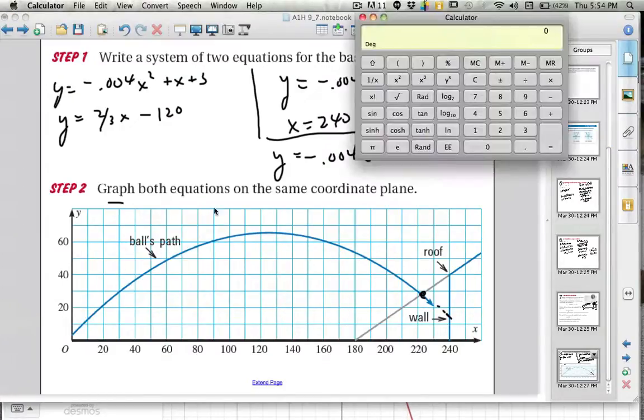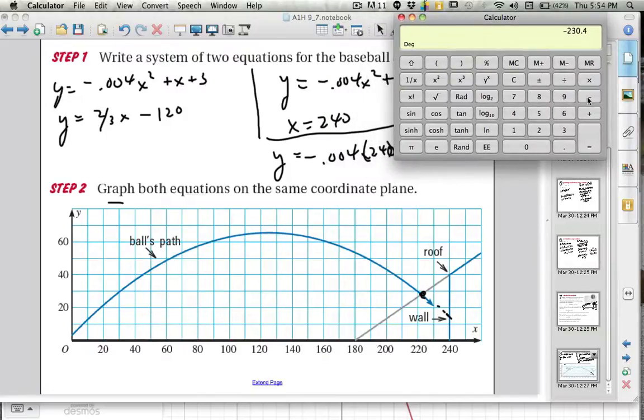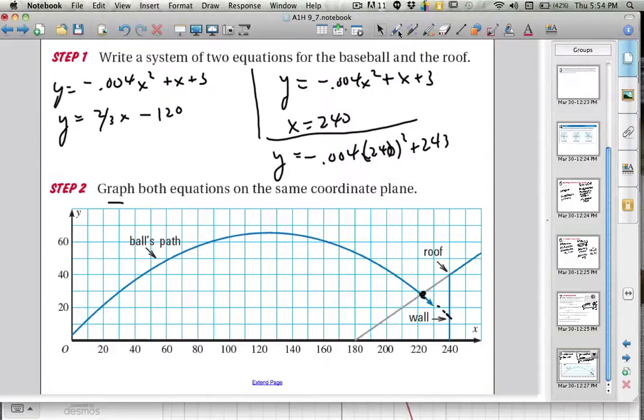Okay, so if I go ahead and whip out a calculator, I'm going to take 240 and I'm going to square it. I'm going to multiply it times 0.004 in the negative, and that's negative 230 plus 243, 12.6. So it does hit the wall, 12.6 feet off the ground. Okay, so that's working with systems that involve quadratic functions.